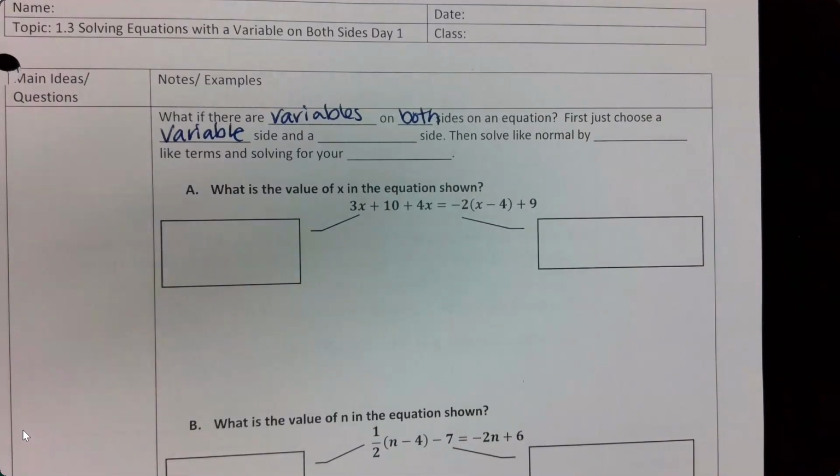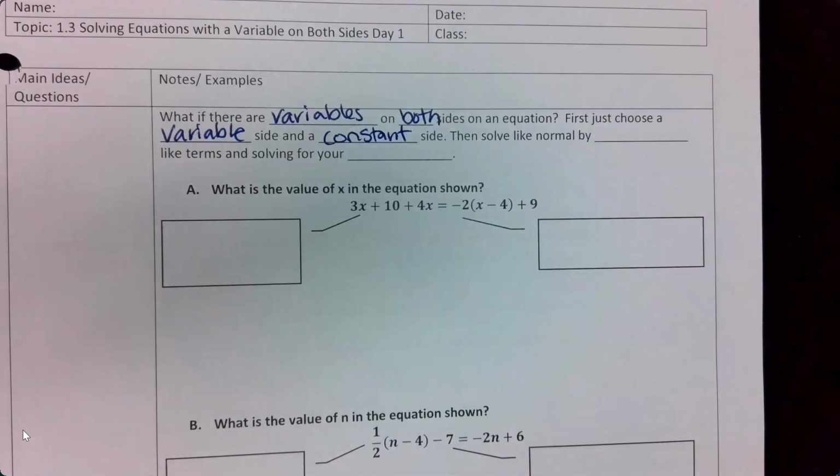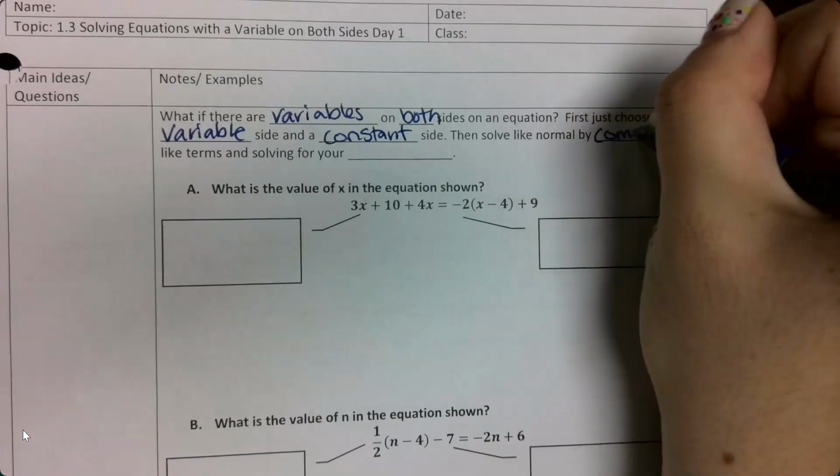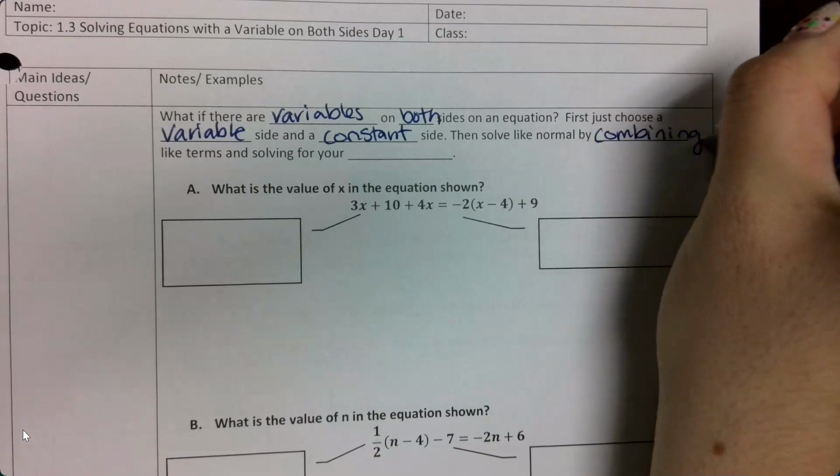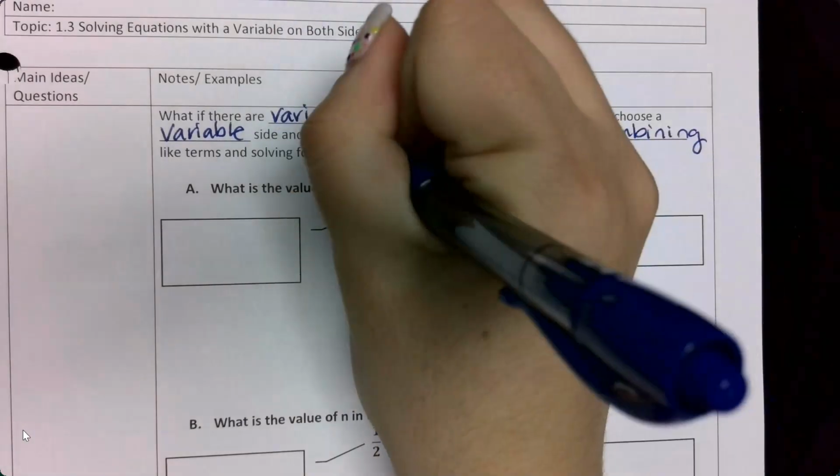And then I'm going to make it so my other side is a constant side. So all my numbers go to the other side. Once I've moved everything over, I solve it like normal by combining like terms and solving for my variable.